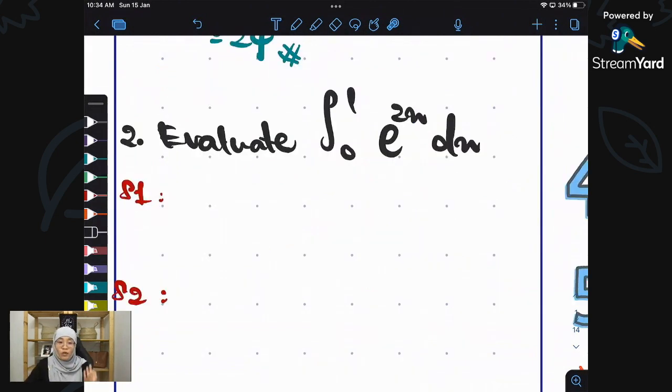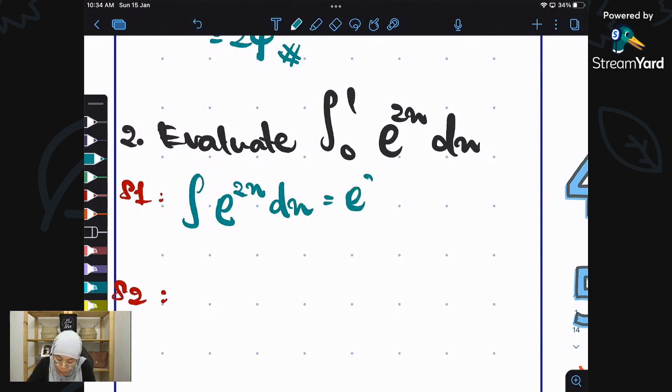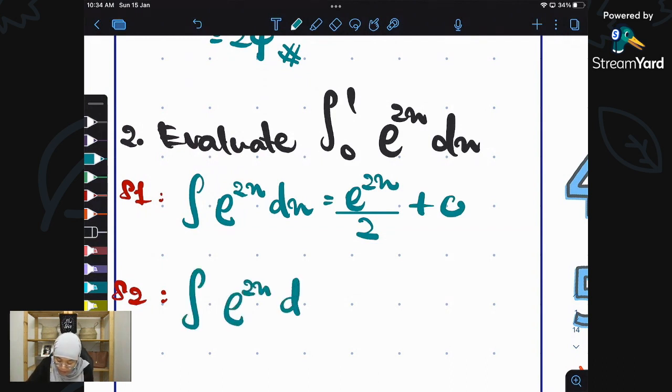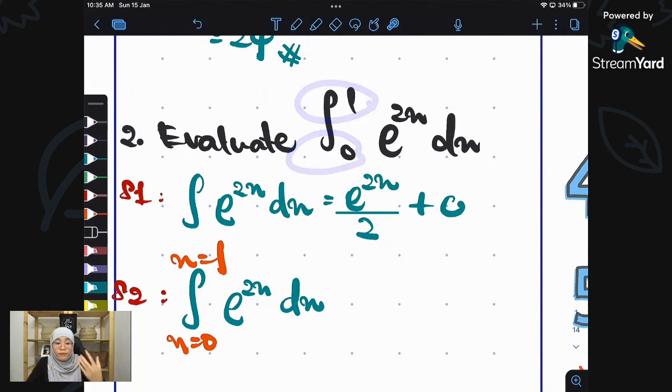Let's go to the second question, which is to evaluate the exponential integration. So the first step is always to integrate it without the limit. So I will get e to the power 2x over 2 plus c. And then next step, I solve the definite integral, which means I solve the limits with the limit given to us, which is from 0 until 1.